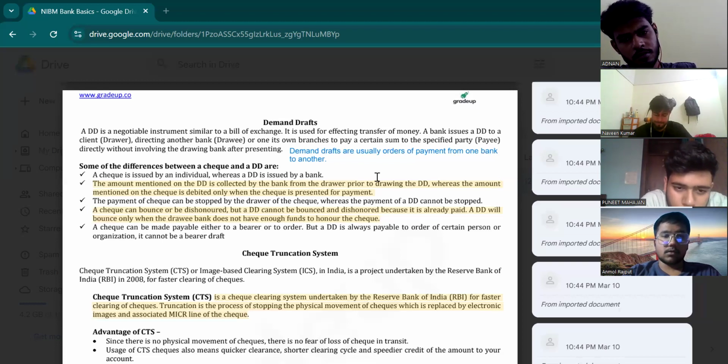So, a check can be bounced. A check can be bounced based on whether the account has sufficient balance or not. But a demand draft can only be issued if you have sufficient balance.